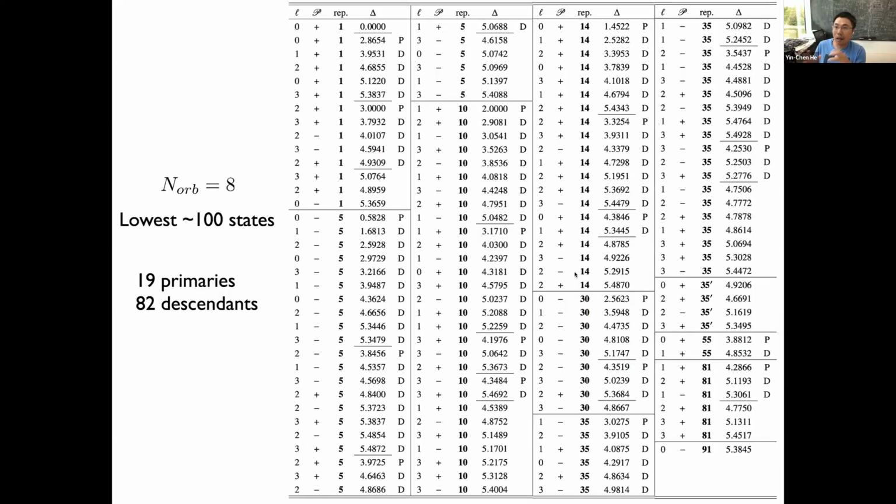And not just for a few low-lying states, indeed, we checked the lowest 100 states. We find that all of them seem to form conformal families with no extra state or missing state. And among them, we have identified 19 primaries and 82 descendants. That's really a remarkable number if you have some experience regarding the numerical study of conformal field theories.